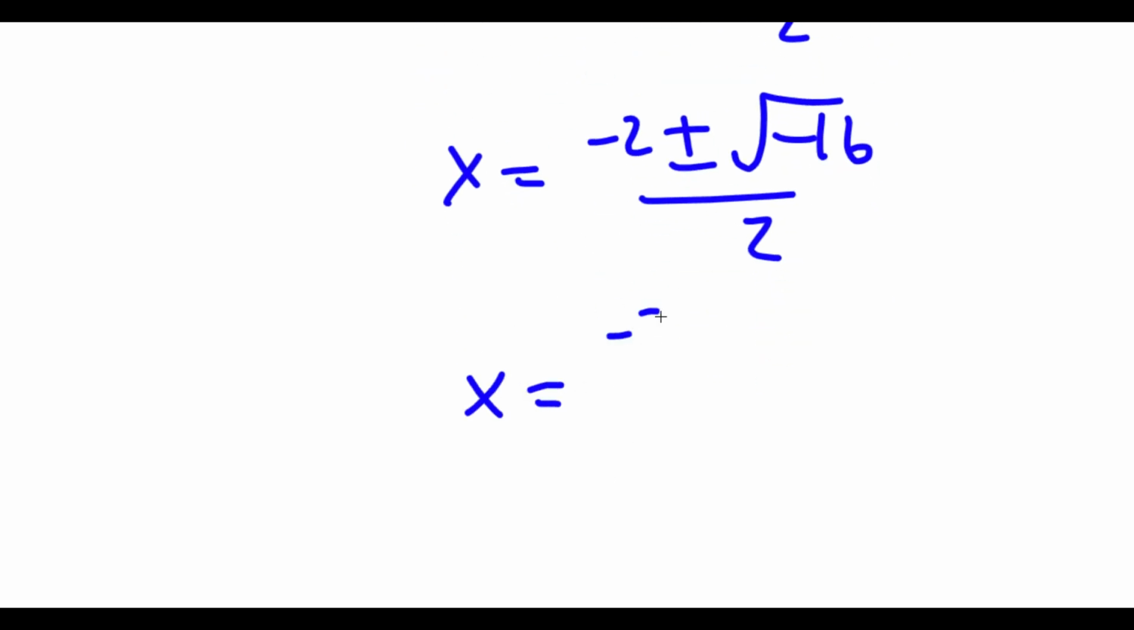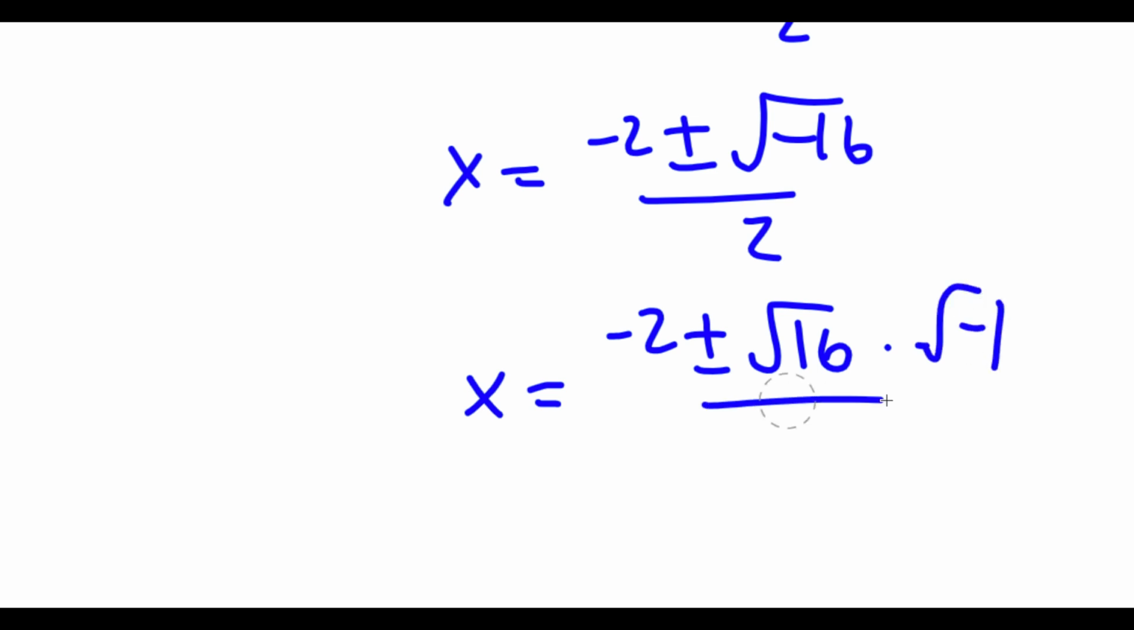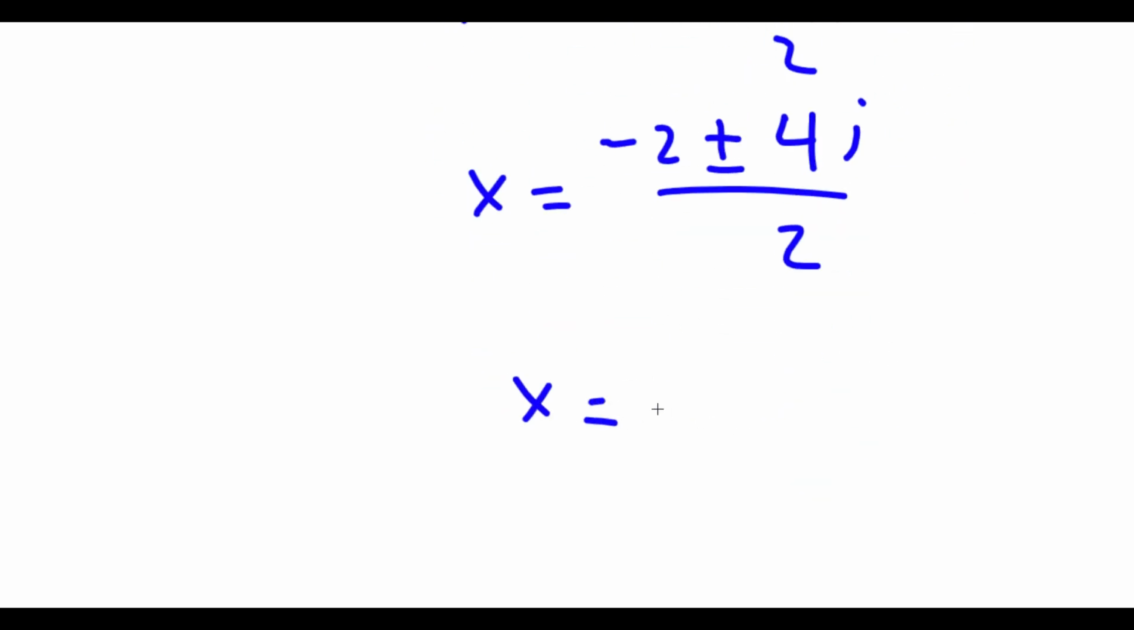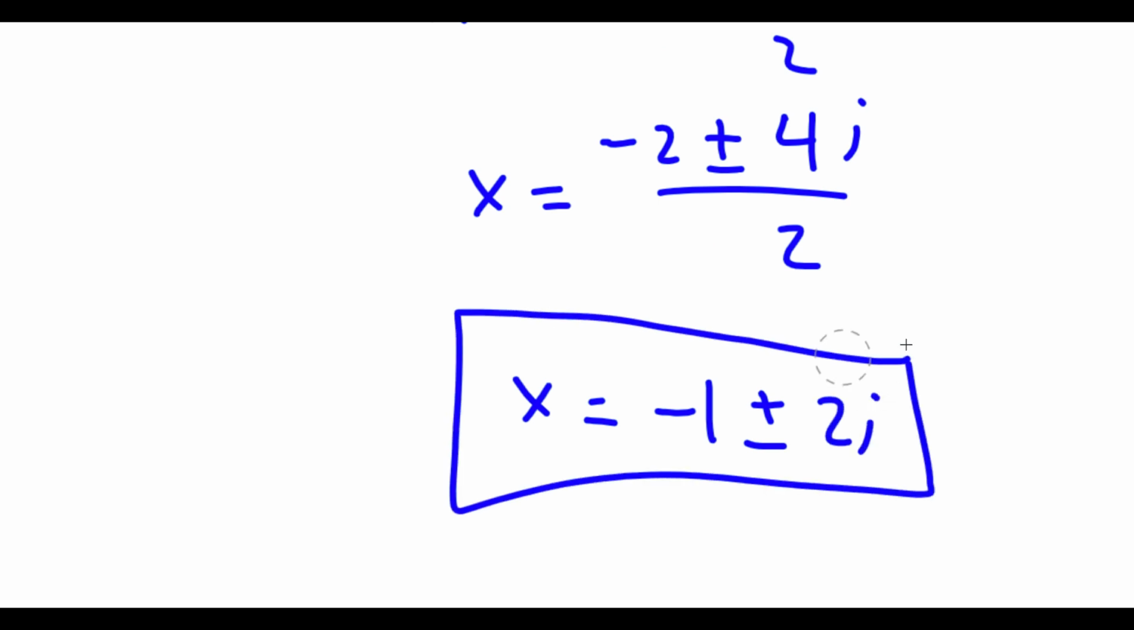Now the square root of negative 16 is the same thing as the square root of 16 times the square root of negative 1, and the square root of negative 1 is equal to the imaginary number i. So negative 2 plus or minus the square root of 16, which is 4, times i, over 2, which is equal to negative 1 plus or minus 2i. So two more solutions.